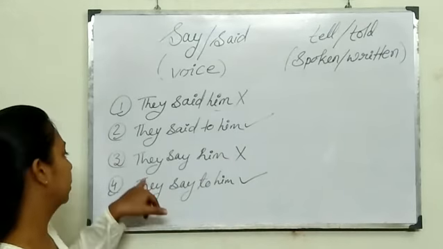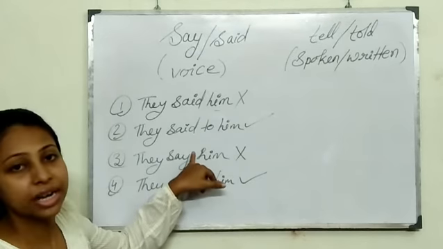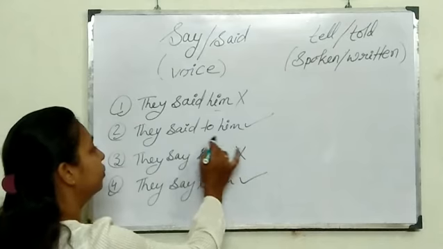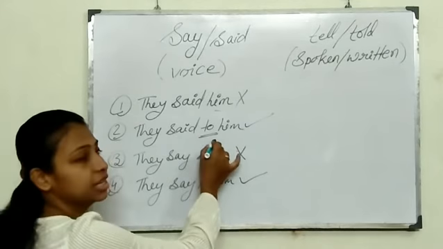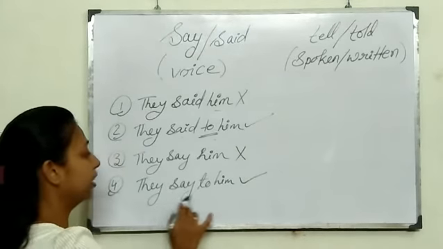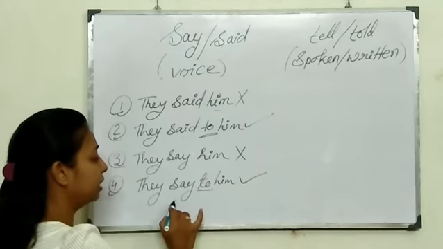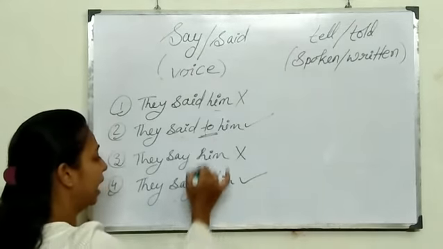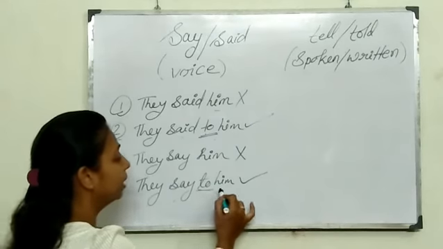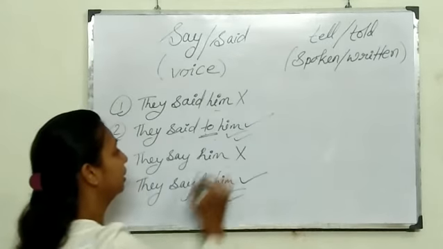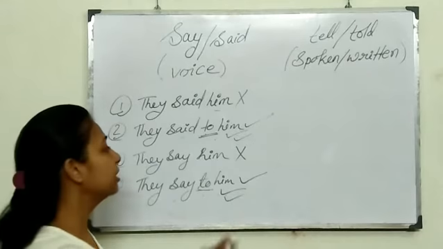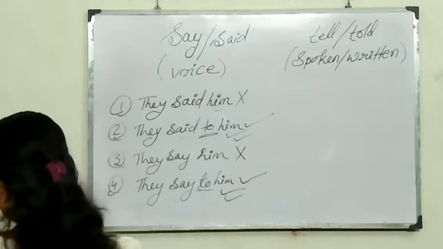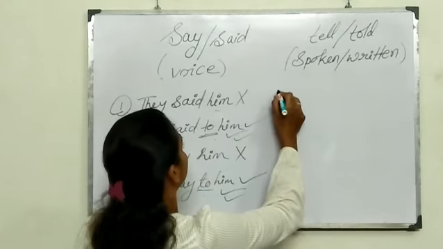That's why it's wrong. They say him. Here also to is not added in order to add the object, so it's wrong. And they said to him: to is added after said to add the object. They say to him: to is added after say in order to add the object him. तो जब to का add और use करने के बाद हम object add करेंगे say या said के साथ, then the sentence will be correct. Otherwise wrong. Now for tell or told.